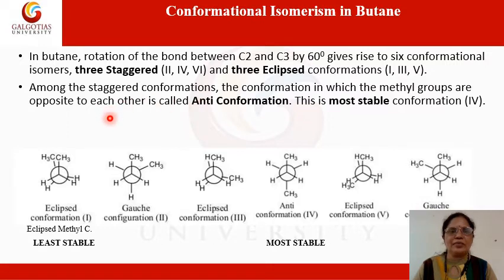Now among the staggered conformations, the conformation in which the methyl groups are opposite to each other is called the anti-conformation, as given in structure 4, where the two methyl groups are opposite to each other, and this is the most stable conformation.